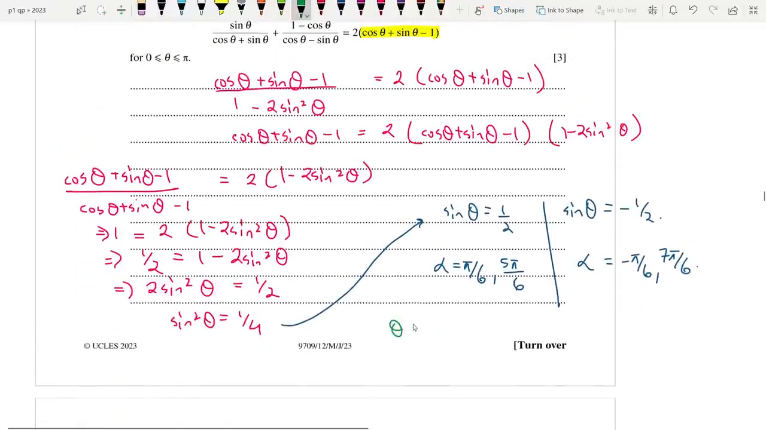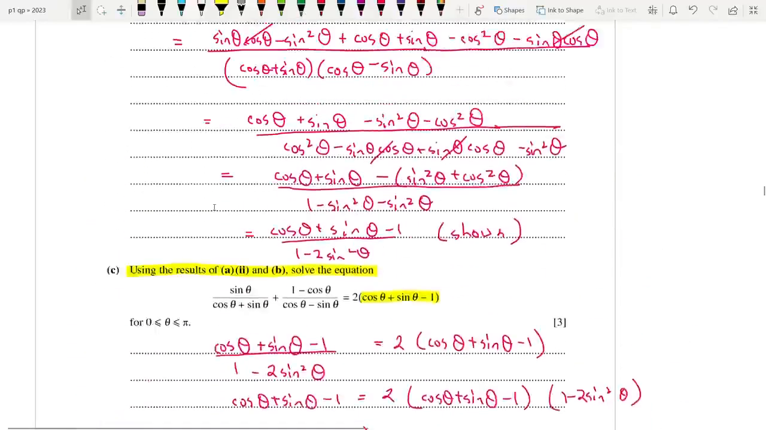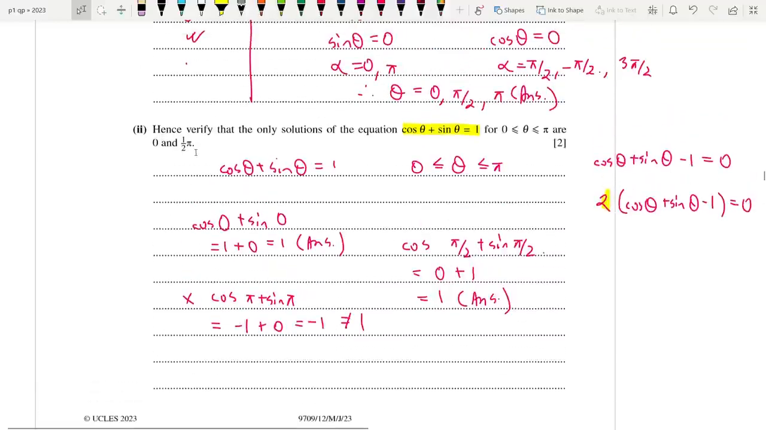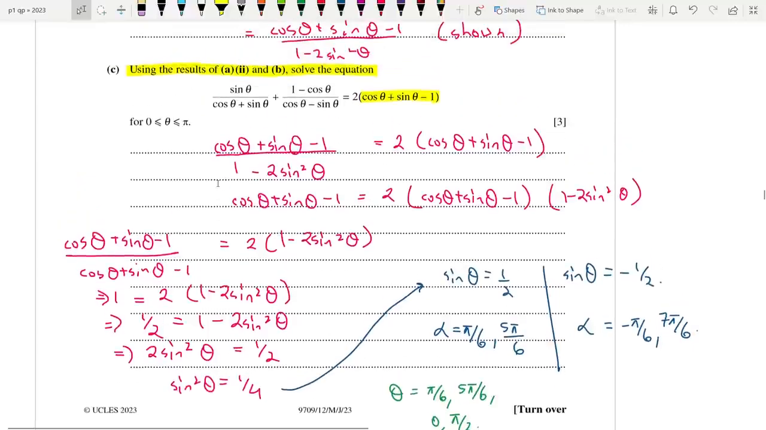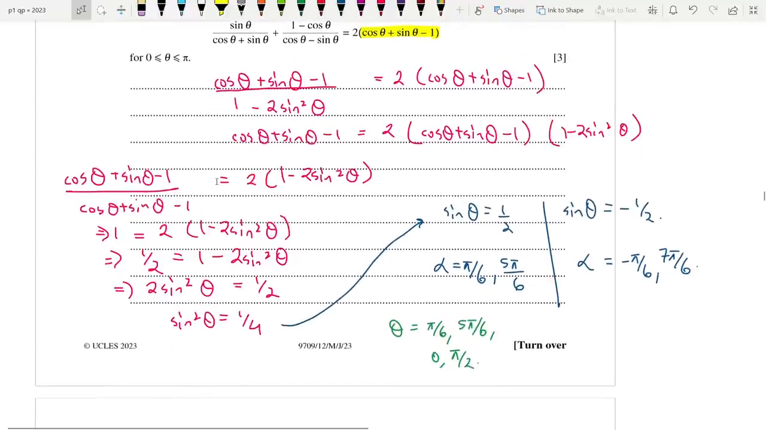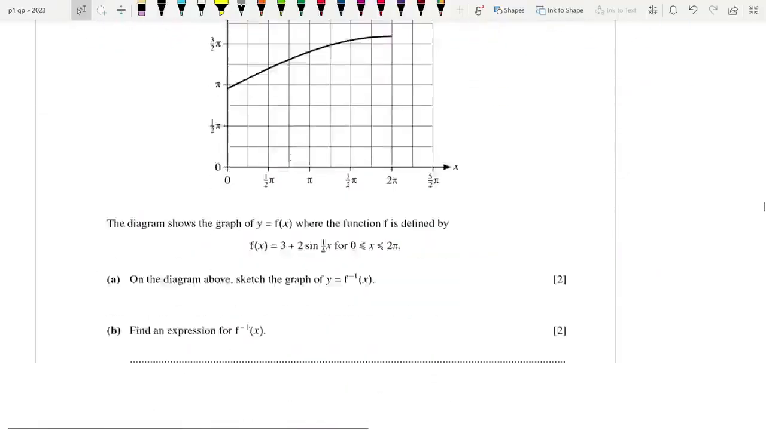So ultimately, what are our answers? Pi by 6, 5 pi by 6, as well as 0 and pi by 2 from the previous part over here. So yeah, this was rather complicated, but they did tell you that you needed to use it. So these are our four answers. Please do check this out again. Pretty complicated, right? And these ones on the right are invalid, because you know these are outside the domain. So these are our four answers. Okay, they did give you a hint before.